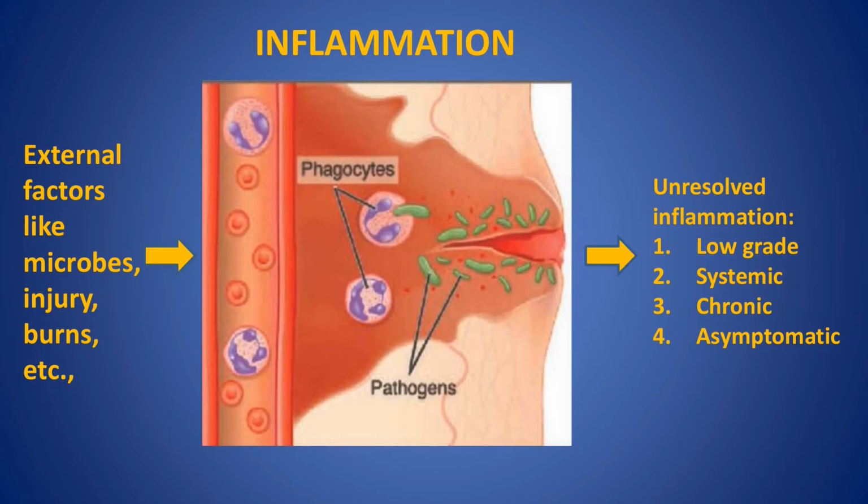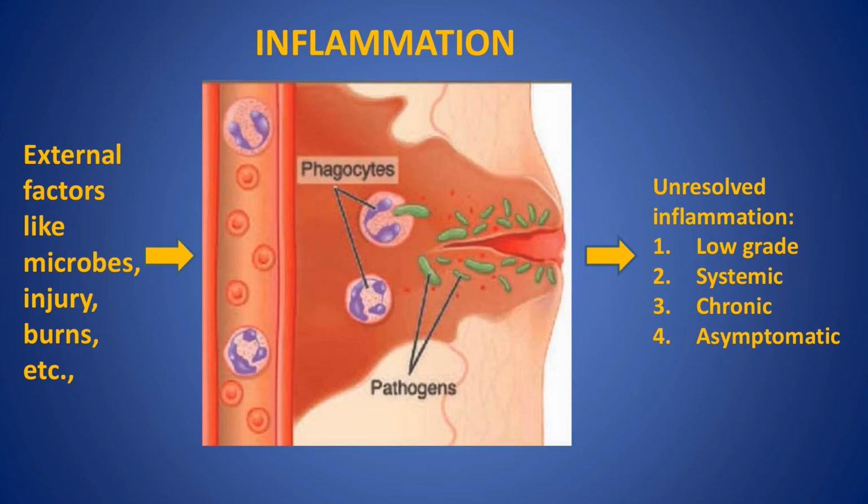What is inflammation? Inflammation is the response of the body to a number of external unfavorable factors. Examples of these factors include infectious microbes, injury, burns, etc. In inflammation, a number of cells including phagocytes like leukocytes and macrophages reach the site of inflammation. They secrete various chemicals like interleukins and others, and try to clear the triggering agent.